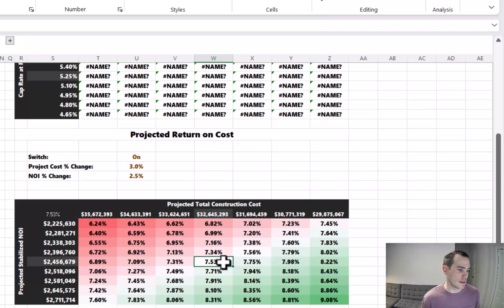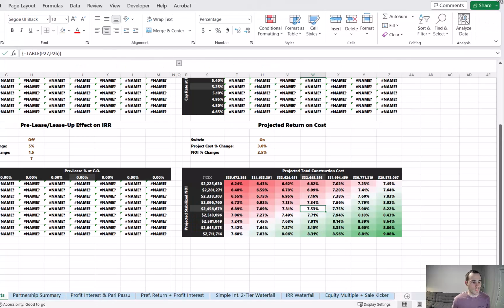This is a nice analysis to show you how things could change in this return on cost calculation if the NOI changes from what your initial projections were, or your construction budget is over or under what you had initially projected. Let's next jump into the redevelopment model.